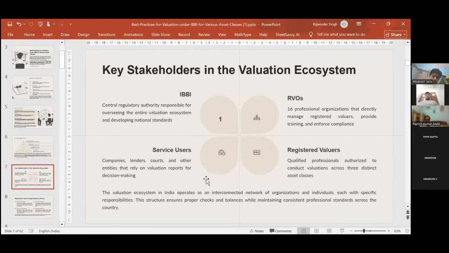So the valuation ecosystem in India operates as an interconnected network of organizations and individuals, each with specific responsibilities. This structure ensures proper checks and balances while maintaining consistent professional standards across the country.